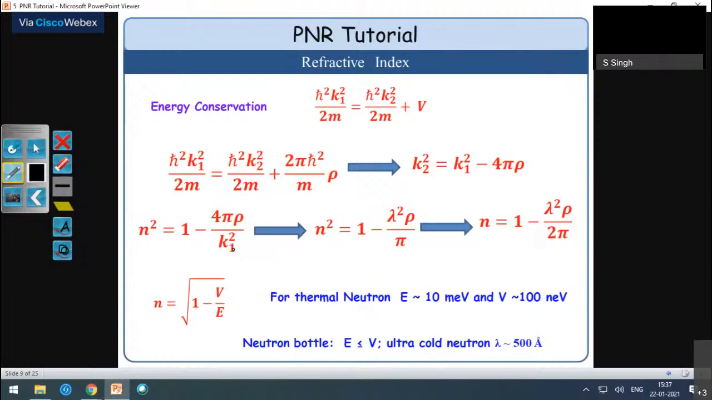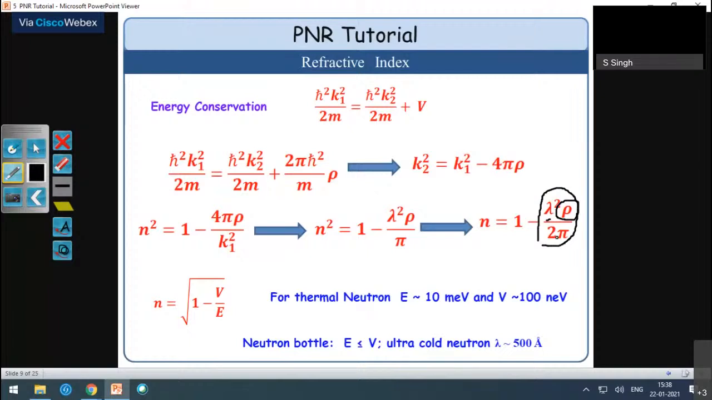From this relation, basically you divide by k1 square, so n square becomes 1 minus 4 pi rho by k1 square. Further simplifying, we know k1 square is 2 pi by lambda whole square. If you put that in, we get n square equal to 1 minus lambda square rho by pi. Taking the square root, for first approximation we can say n equal to 1 minus lambda square rho by 2 pi. This is the refractive index for a medium where the scattering density is rho and the wavelength of the neutron is lambda.